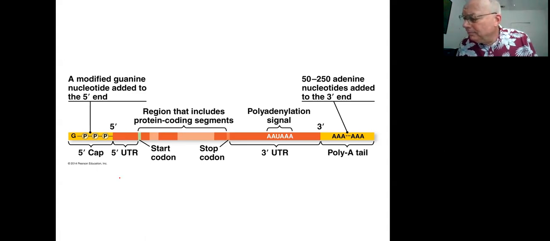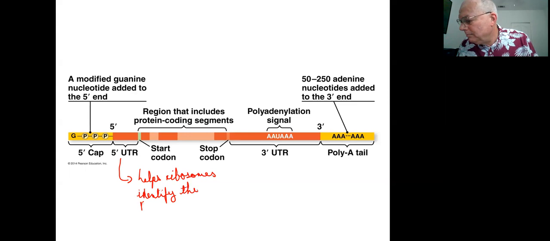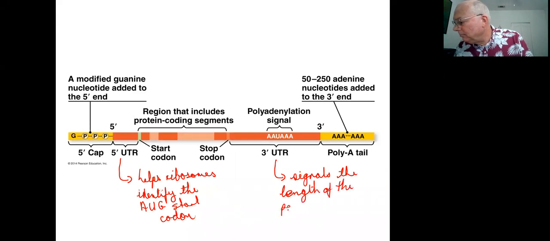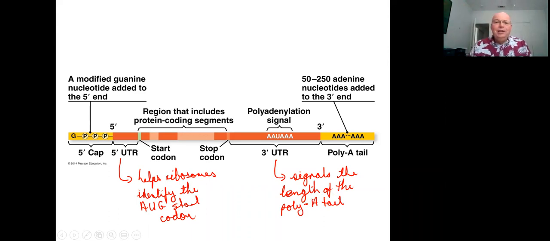And the 3' UTR. So that sequence in the 3' UTR simply identifies for the RNA polymerase how long to make the poly A tail. So you can see that these are really important.